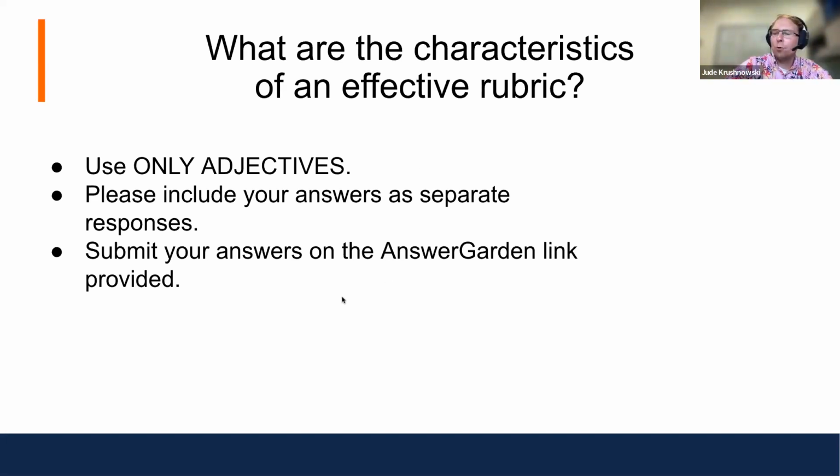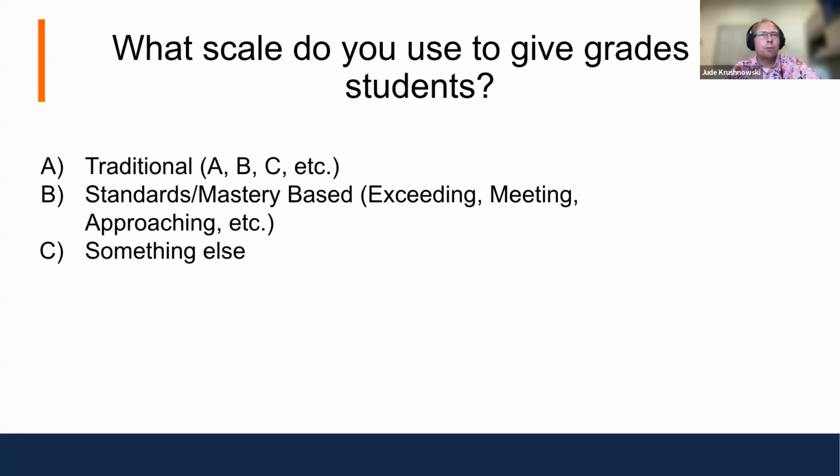And so before we get too far along, we've got a group of 20-some folks. Everyone here has different experiences with using rubrics to assign grades. And I just wanted to get a sense, when you are assigning grades, what scale are you using to give students their grades? Is it a traditional ABC scale? Is it a standards-based or mastery-based, exceeding, meeting, approaching scale, or is it something else? Okay, percentages, all right.